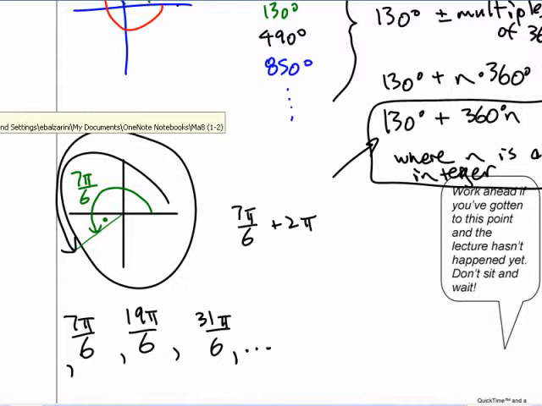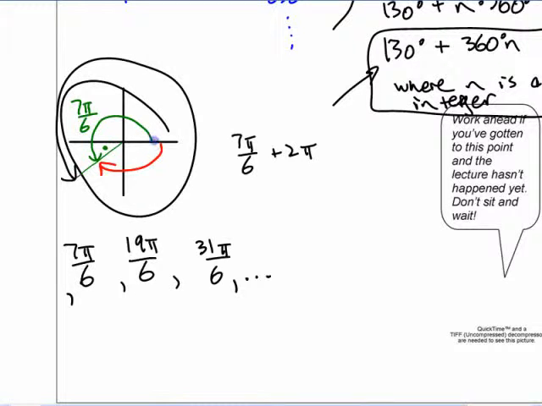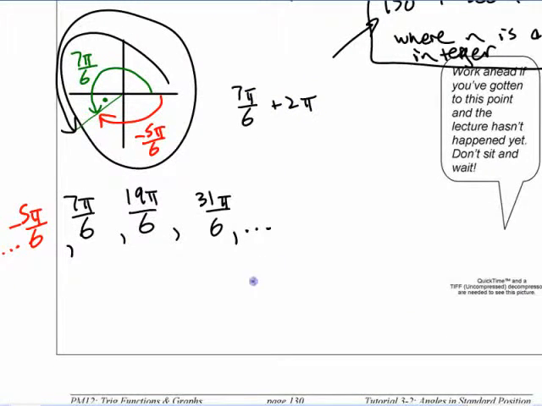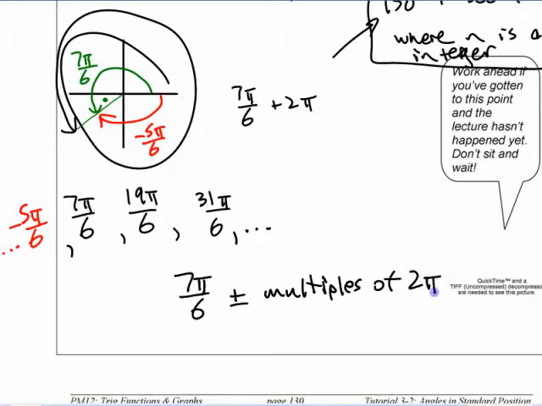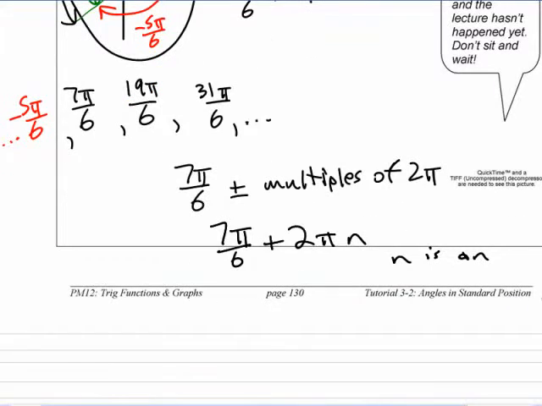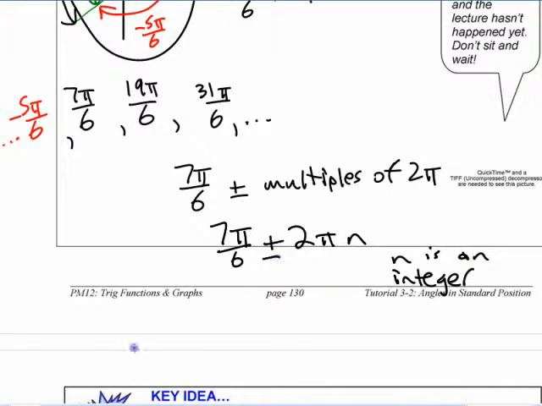If you went back the other way, what would the first negative one be? The picture helps in your mind. If you went backwards here, instead of 7 over 6 this way, this is going to be negative 5 over 6 that way, because there's 12 all the way around. Again, if you have to write it as a list, you can't list them all. If you want to write an expression here, you can say it's 7 pi over 6 plus multiples of 2 pi. Or in other words, algebraically, 7 pi over 6 plus 2 times pi times n, where n is an integer.